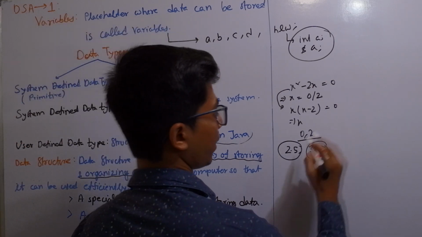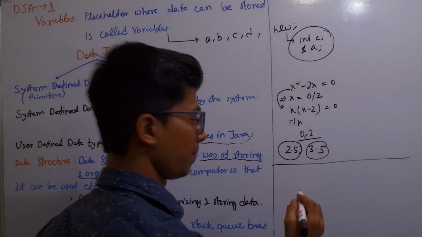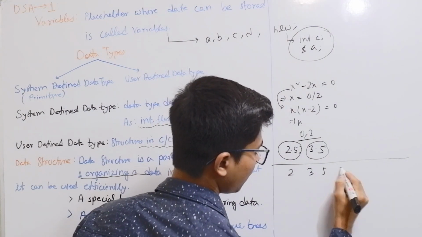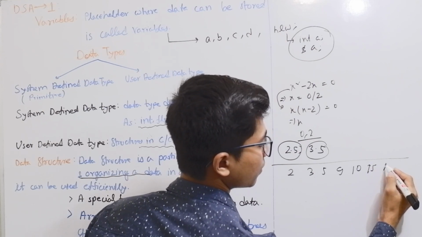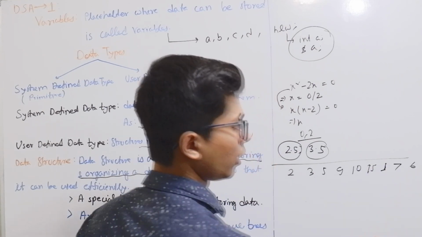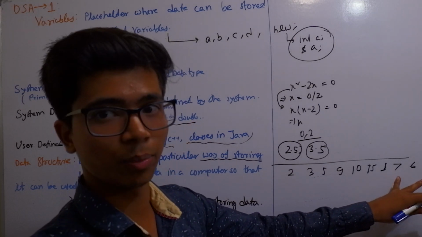Suppose you have a lot of data, like 2, 3, 5, 9, 10, 15, 1, 7, 6. Look at the data: this is not organized properly.